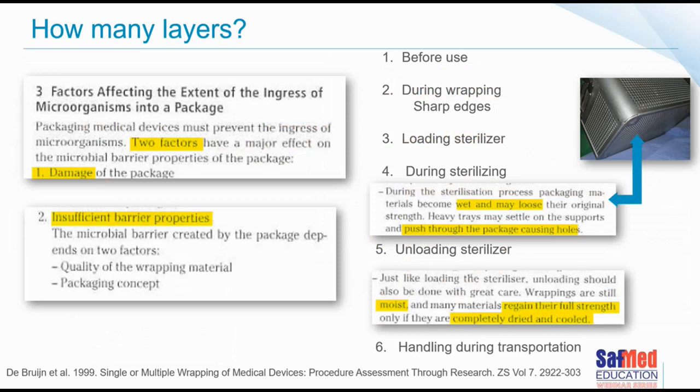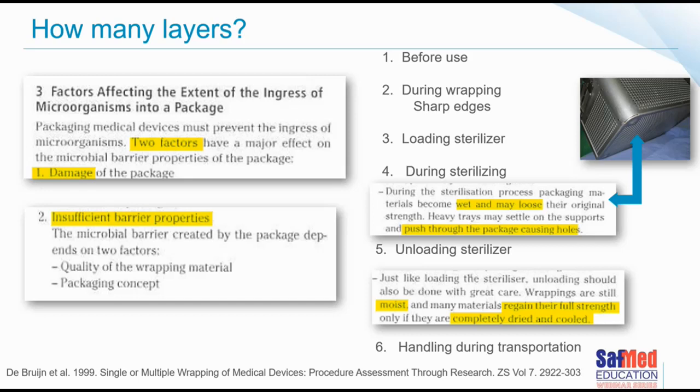Continuing through his background information, he then lists the factors that affect the ingress of microorganisms into a package, and he relates it to 2 main aspects. One being damage to the packaging, and the other being insufficient barrier properties. So insufficient barrier properties is referring to the quality of the wrapping material and the packaging concept. So also around the thought of did you wrap it with enough layers or not? Were you able to get the sterilant through the actual packaging? When we delve into the section of damage to the package, he lists how this could possibly happen.